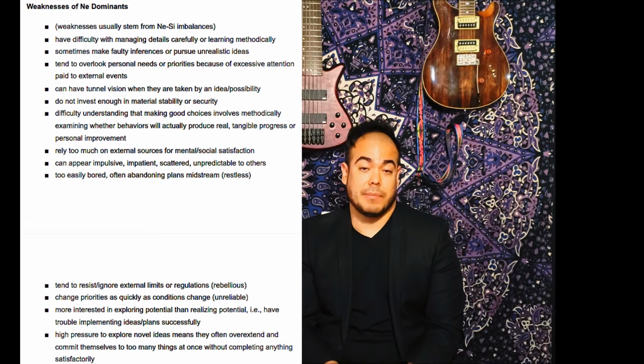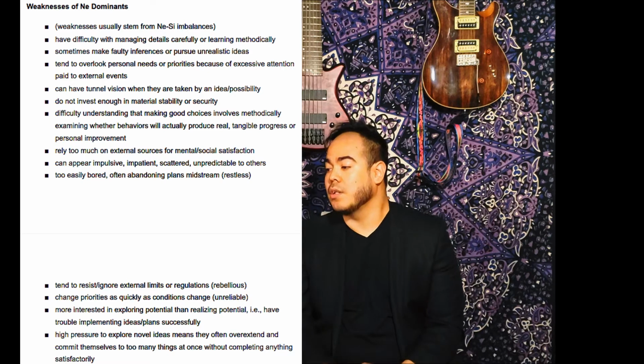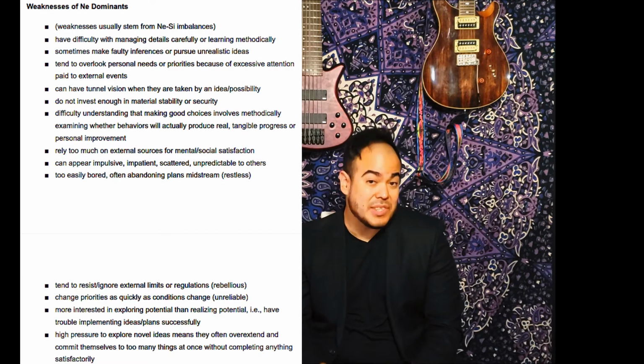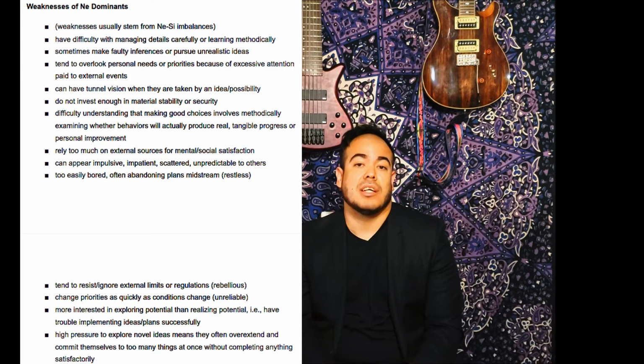So this can definitely manifest itself in these two personality types. Next point, change priorities as quickly as conditions change. Unreliable. Now, this is where issues in the perceiver function come in, due to the fact that both of these personality types are perceivers rather than judgers. J's, judgers, are quite good at getting a regimen or setting a schedule and sticking to it.